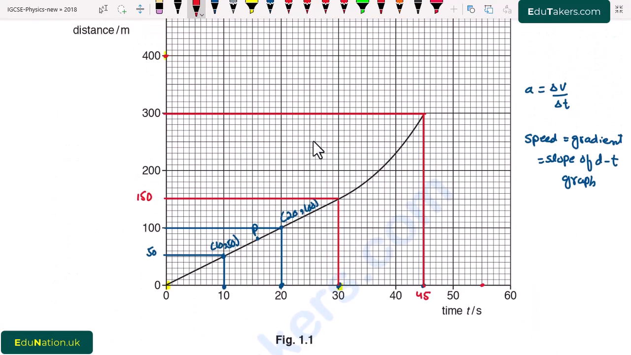55 second will be at this point, and distance will be 400 at this point. So the decreasing speed is actually represented by a curve just like this. So I draw the same curve here, starting from t equal to 45. So this is the car decelerating.